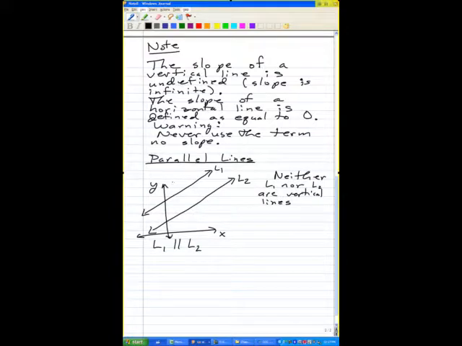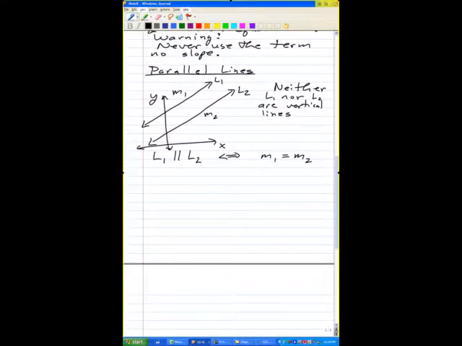So that means that L1 has a slope, call it M1. L2 has a slope, call it M2. Well, we say that two lines are parallel if and only if their slopes are the same. And of course, this means if M1 is equal to M2, well, if M1 doesn't exist, then M2 does not exist also.